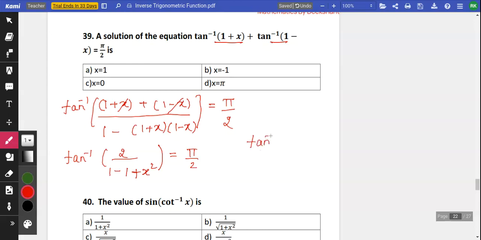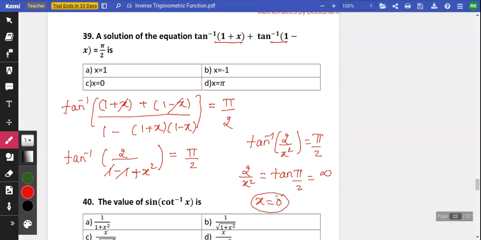It becomes tan inverse, 1 and 1 cancel out. Tan inverse 2 upon x square is equal to pi by 2. 2 upon x square is equal to tan pi by 2. Tan pi by 2 is basically not defined, or you can say infinity. It means the value of x is equal to 0. If we put the value of x equal to 0, then 2 upon 0 will become infinity. So the correct answer is option C, x is equal to 0.